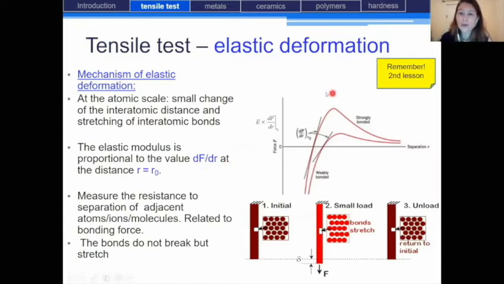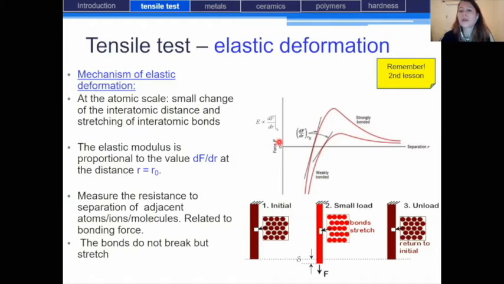And so if you remember, at the beginning of this class we introduced such a graph that represents the force as a function of the separation distance between two atoms. And so we determined that the interatomic distance, which is the distance of equilibrium between two atoms, is found when the value of the force is equal to 0. And so here we are saying that the elastic modulus is proportional to the tangent of such a curve at this distance of equilibrium.